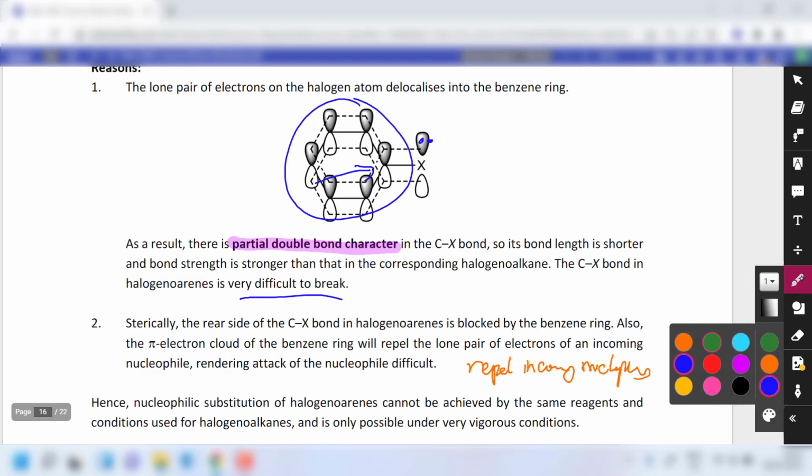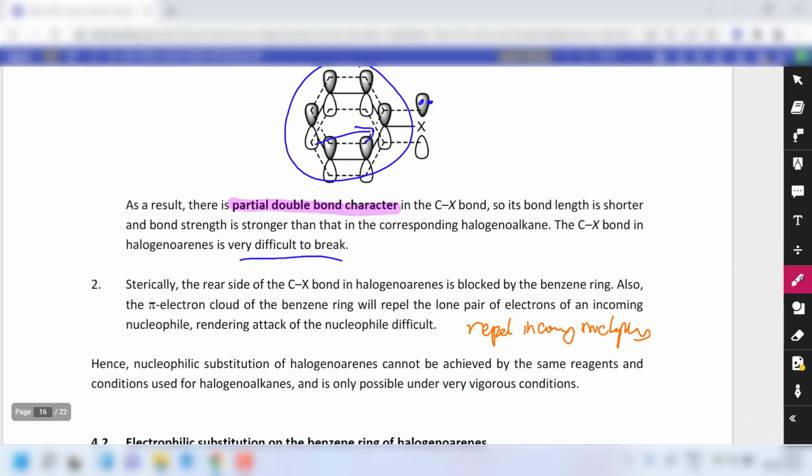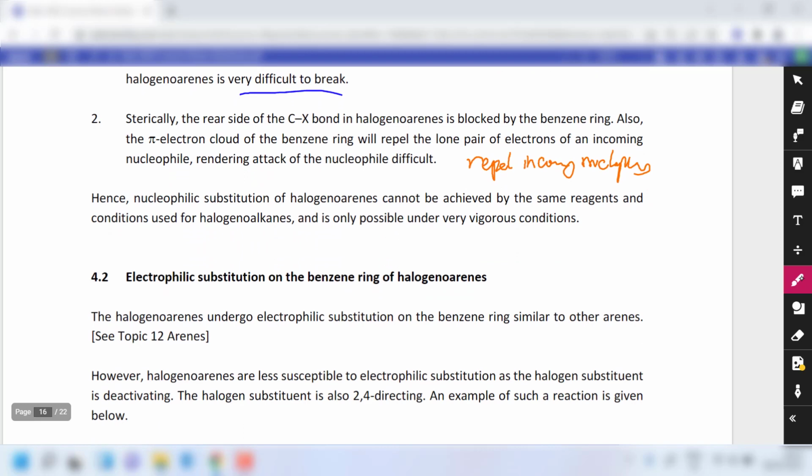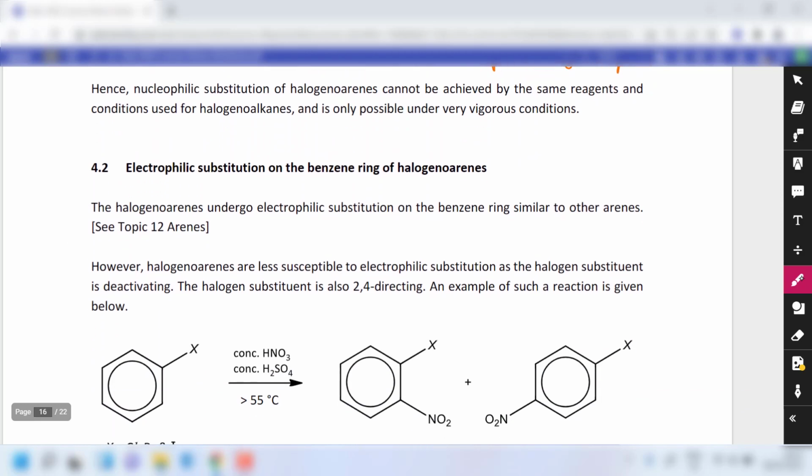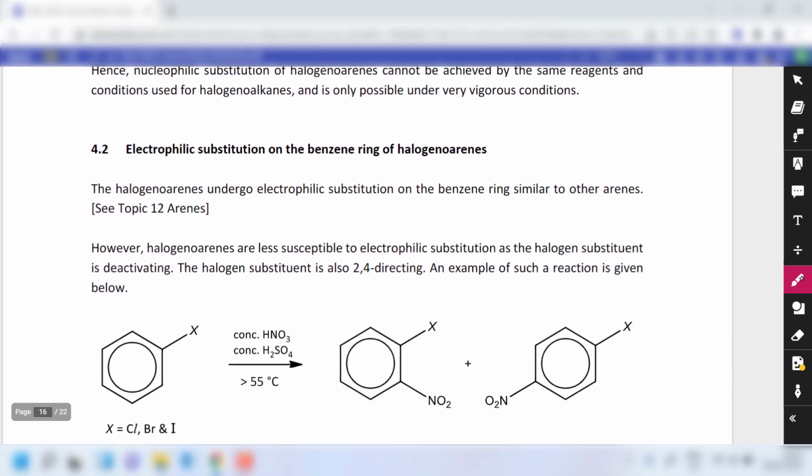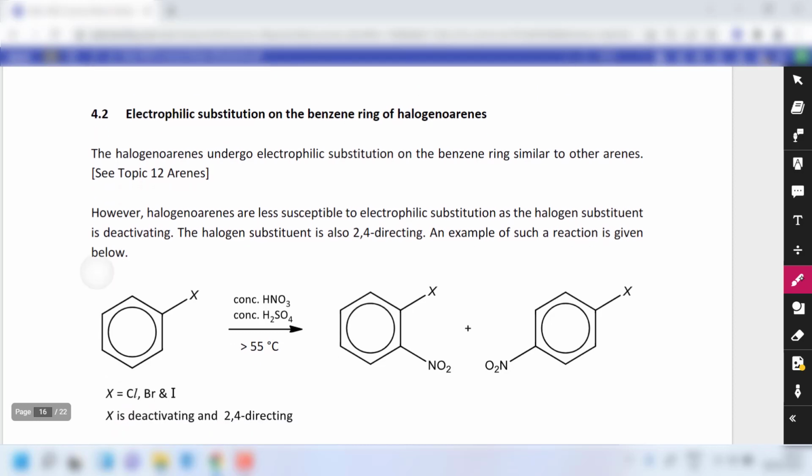These are the two most important reasons why halogenoarenes do not tend to undergo nucleophilic substitution. Unless, I mean, it's not impossible, it is possible, but you need to heat it under very harsh conditions, and at the same time you can modify the substrate, which you will probably encounter in other mediums. I won't go into details now.